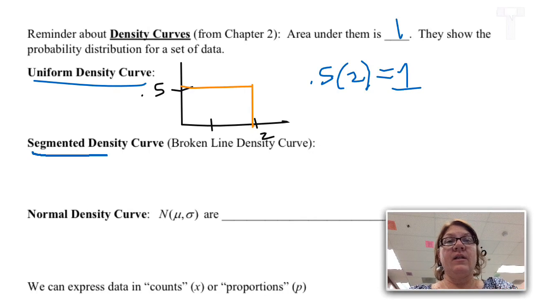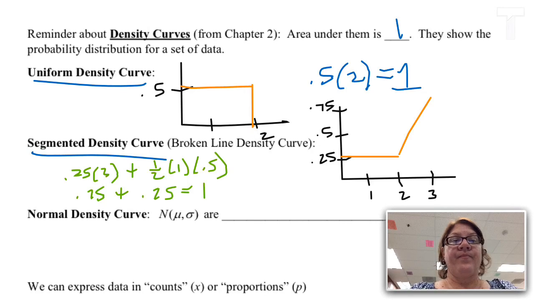The segmented density curve, most of you hated. Here's an example. Remember, I had to divide this up into shapes that I knew, so here I would be dividing it up into a rectangle and a triangle. Those are my calculations to show that equals 1.